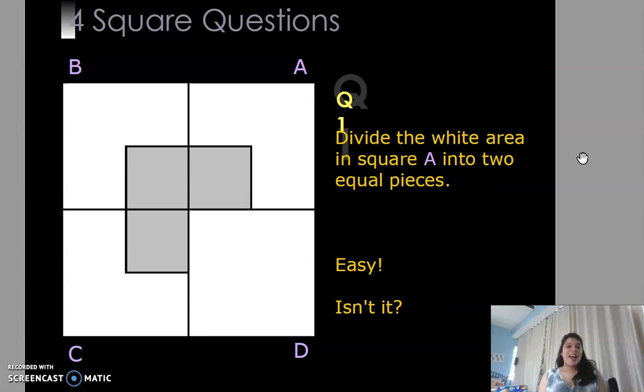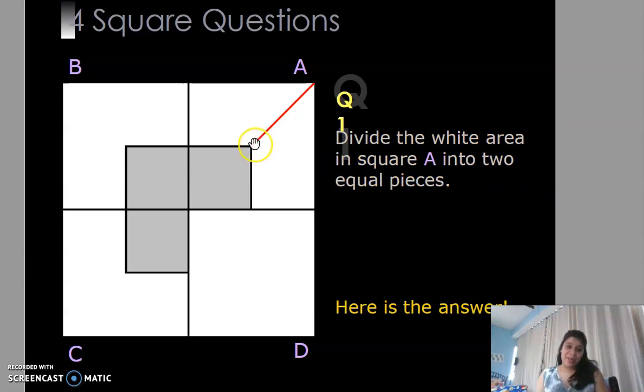Easy, isn't it? I know you all must have divided it with a simple line like this, and then it is divided into two equal pieces. So this is the solution for this. Here is the answer. See, by drawing this line, this white area is divided into two equal pieces, right? Okay, now let's move on to the next question.